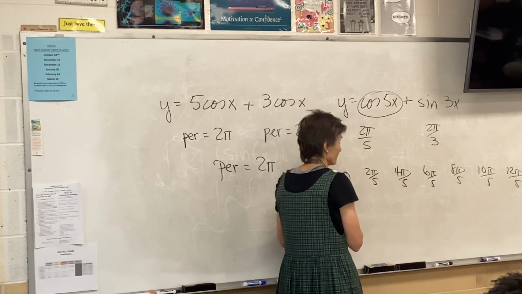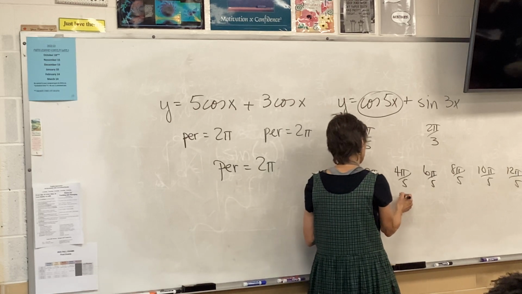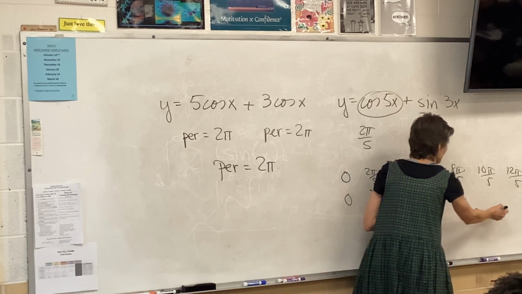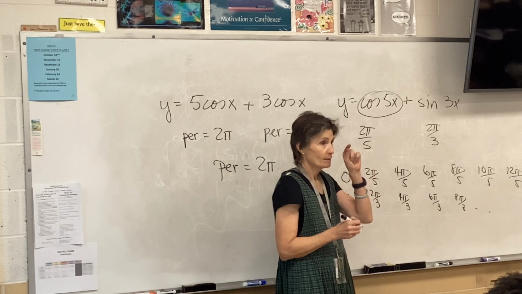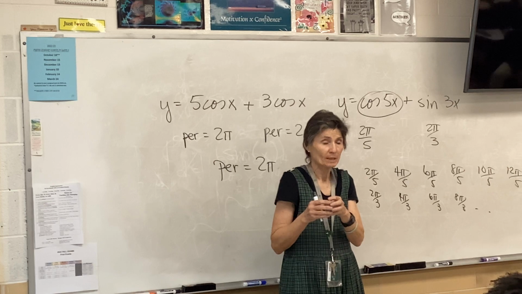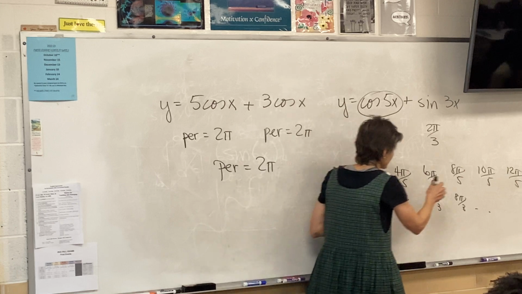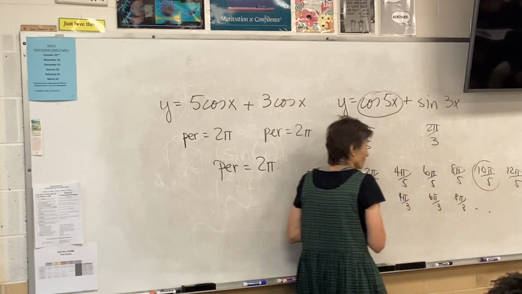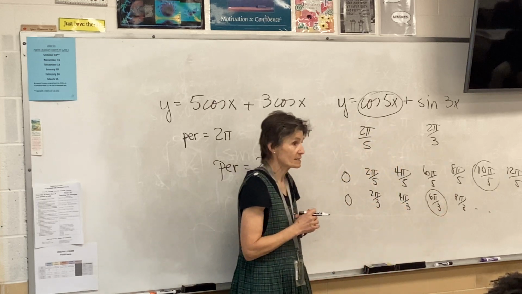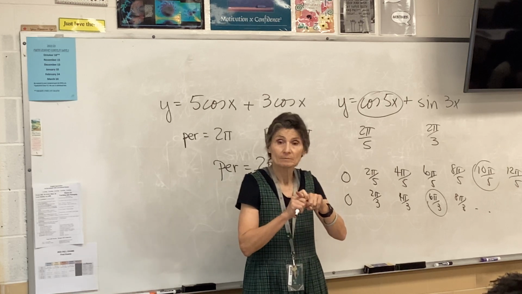Now, what about that one? Well, it starts at 0, and then repeats at 2 pi over 3, and 4 pi over 3, 6 pi over 3, 8 pi over 3, and so on. The first place that they both start over again is the period of the sum. So, I want you to look at this number right here. What is that reduced to? What is this reduced to? So the period of the sum is 2 pi. That is the first overlap they have.